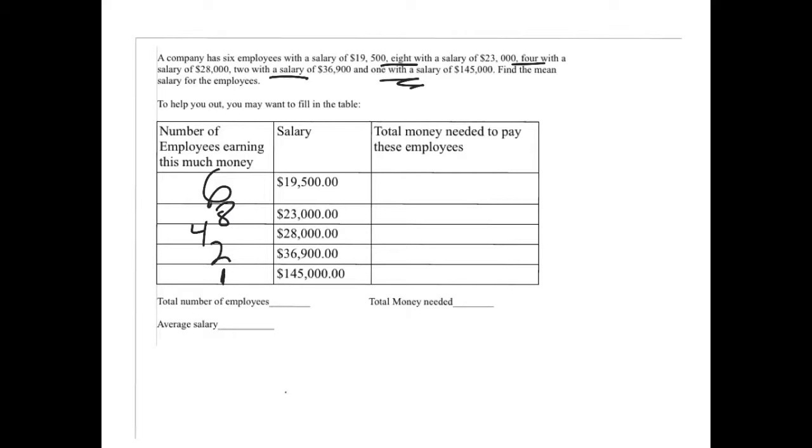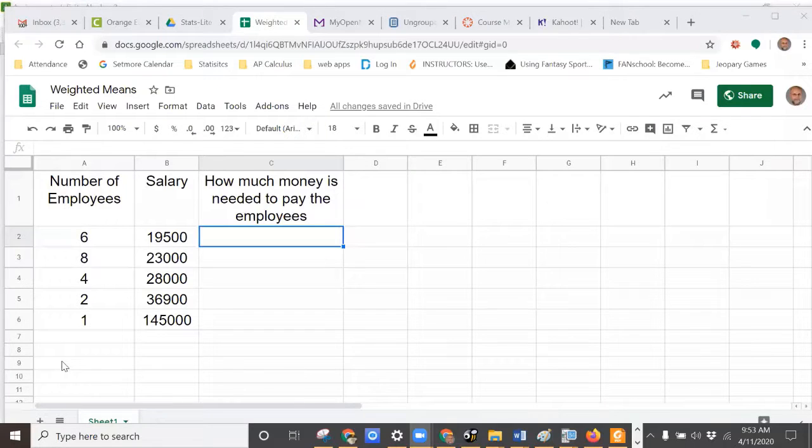So what we're going to do now is multiply how many employees times their salary and get those numbers there. Now, I don't want you to write these down. Why don't I stop this video here and I'll go to a spreadsheet and show you how to do that. Okay, so on average, what does each employee get paid is really what we're trying to find. So I need to multiply the number of employees times what they earn.